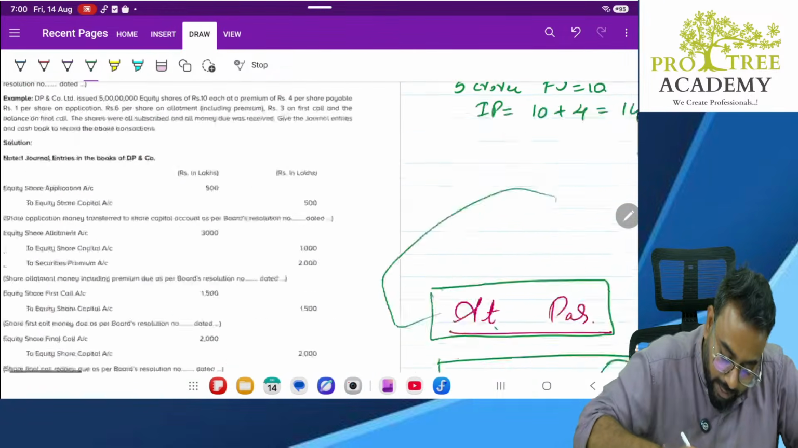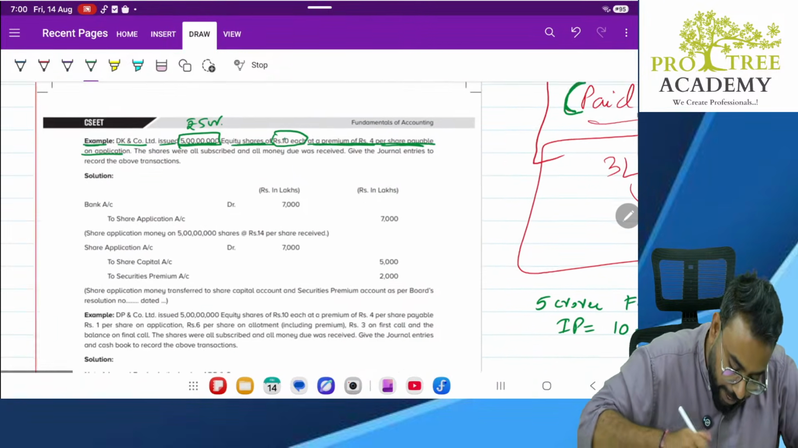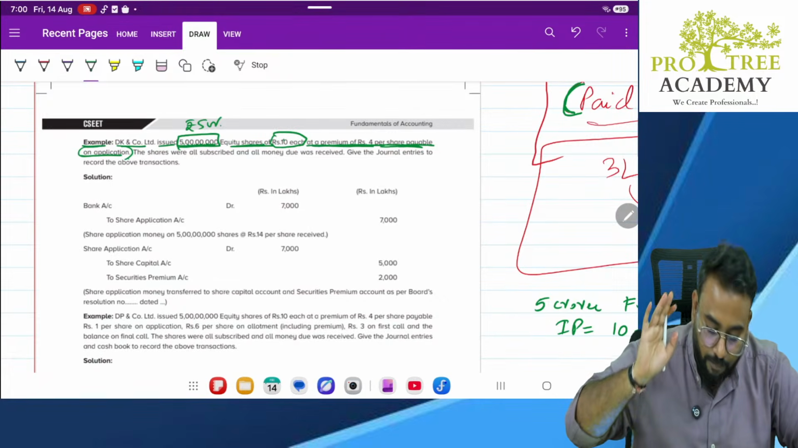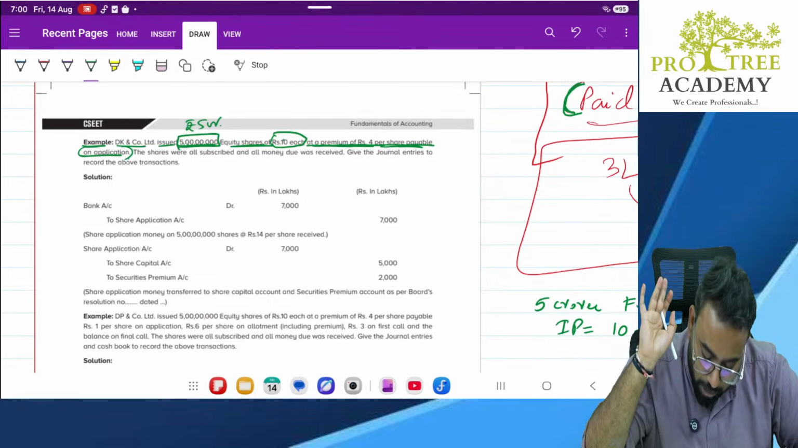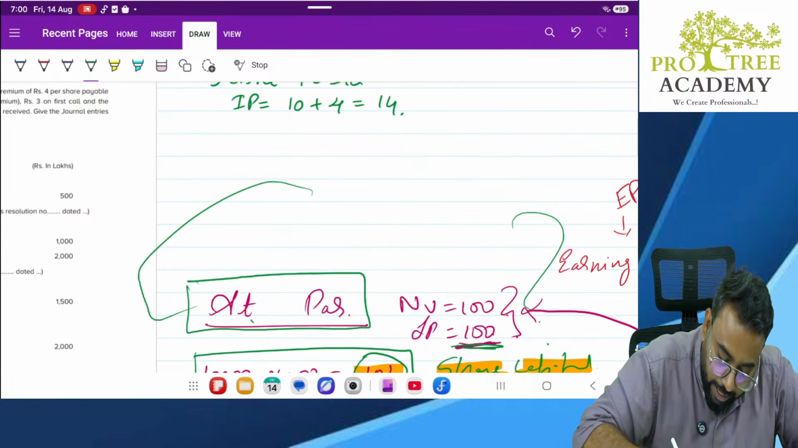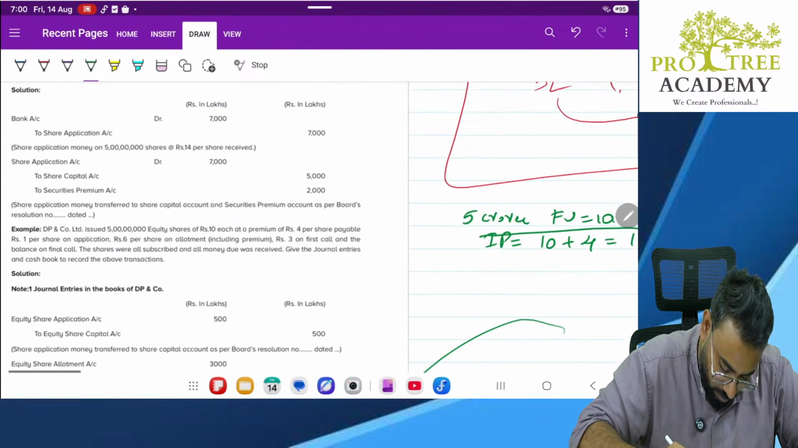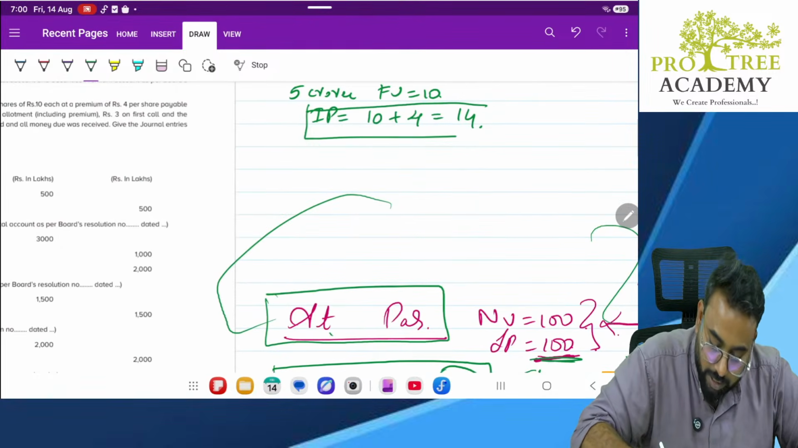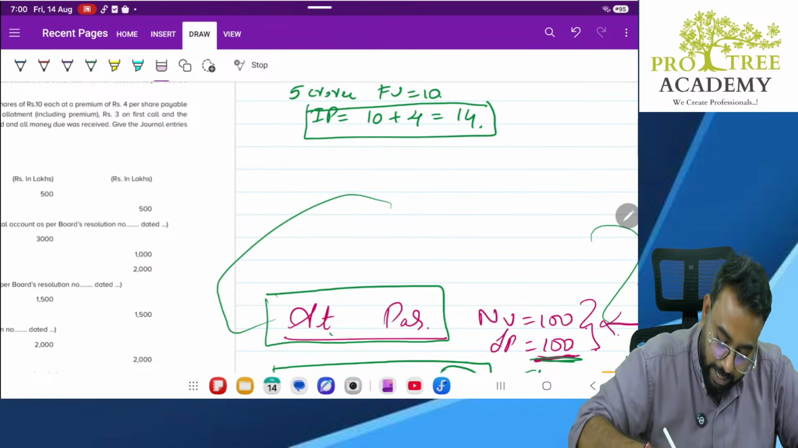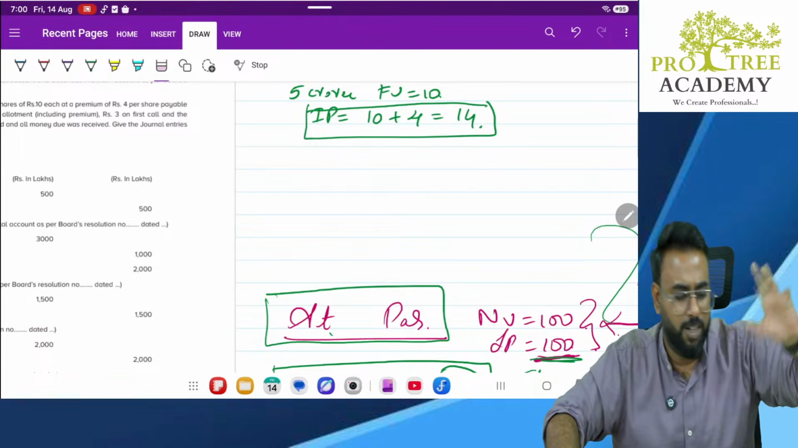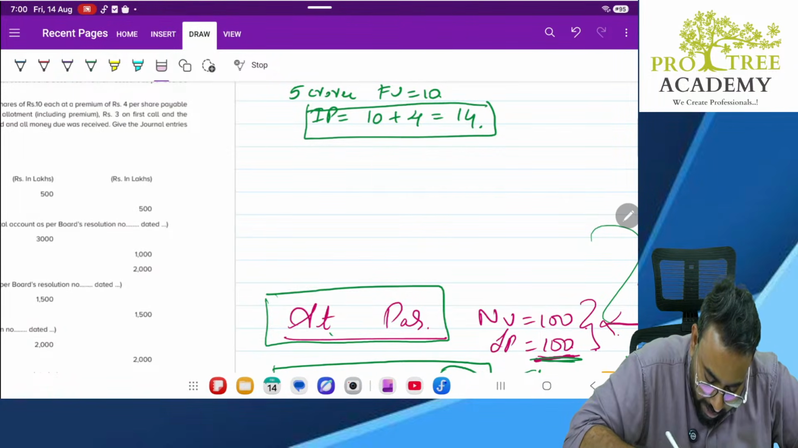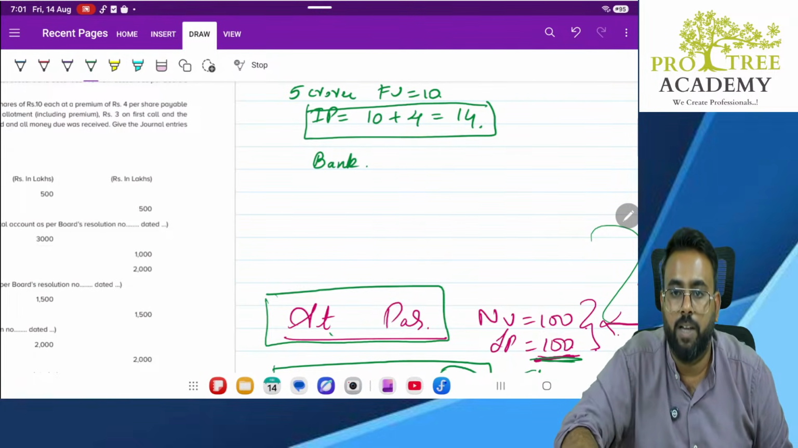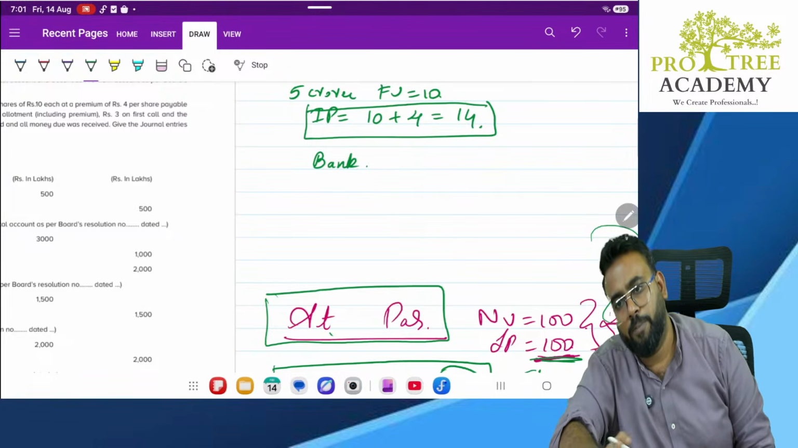And what next are they telling? This premium is payable on application itself. So when they are applying, at that time only you have to pay the premium. So the entire money is received in one shot. They have not told any installment, nothing about first call, final call, allotment, application. So what will we do? Pass an entry. One entry only. Why pass multiple entries? Because it is happening in lump sum. All the money is received at the time of application only.